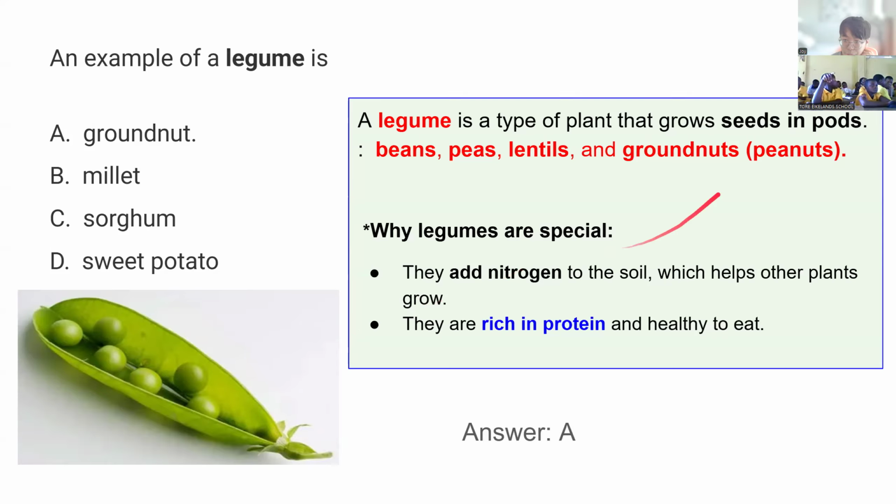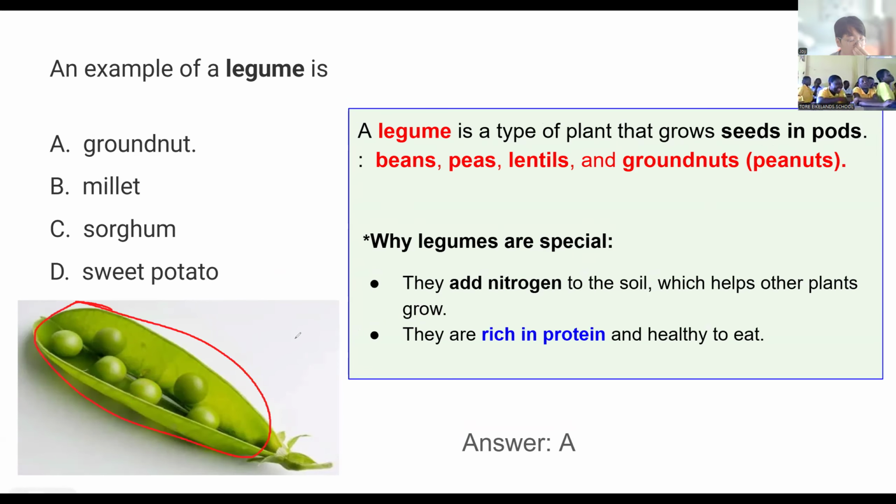Legumes. Do you remember what a legume was? A legume is a type of plant that grows seeds in a pod, like this one. This is an example of peas in this case. But things like beans, peas, lentils, and groundnuts or peanuts are all examples of legumes.